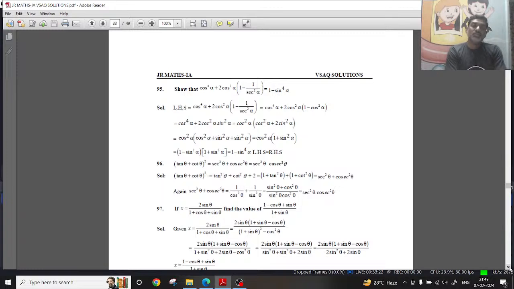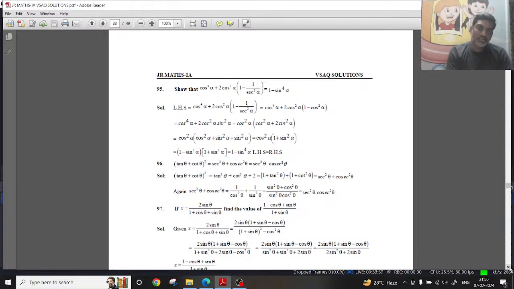So 2 cos square alpha sin square alpha. Let us take cos square alpha common. Then we get cos square alpha plus 2 sin square alpha. That is nothing but 1 plus sin square alpha. So cos square alpha into 1 plus sin square alpha, nothing but 1 minus sin power 4 alpha, because cos square alpha is 1 minus sin square alpha, right? Do you understand? Completely related to trigonometric identities. 96 also same, related to trigonometric identities only. That's why I told you in the beginning itself, the complete trigonometry topic is formula based.